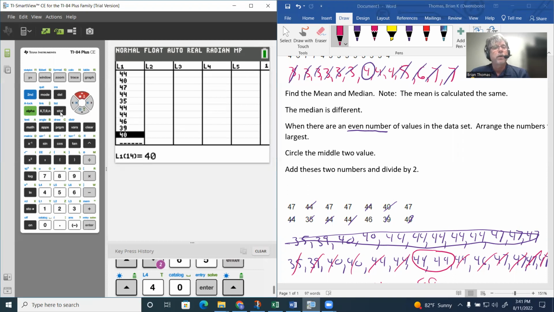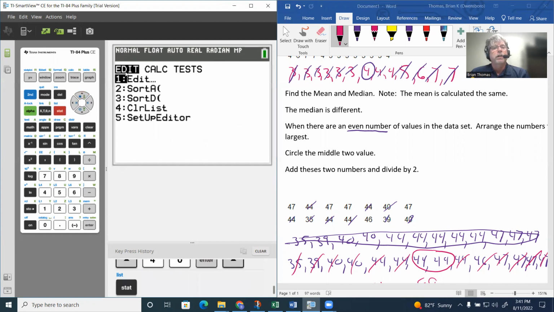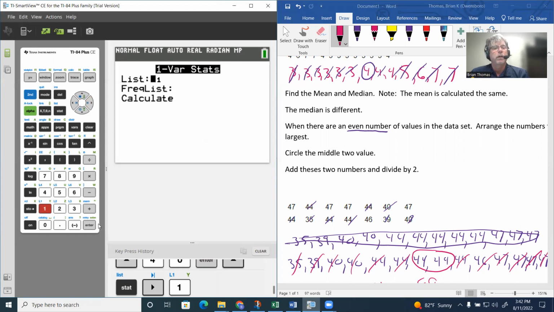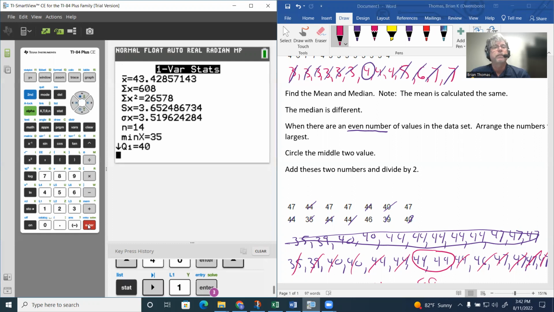So now what I can do though is if I hit stat, instead of staying under edit, if I move over to calculate, what we're doing right now is what's called one variable statistics. So we keep it there at 1, so I can just click 1 or hit enter. I have my list. Notice this is the list number, L1, and that's where all of our data was in L1. So none of this stuff has to change, so we can just hit enter. I just go down to calculate and hit enter, and it creates the statistics.